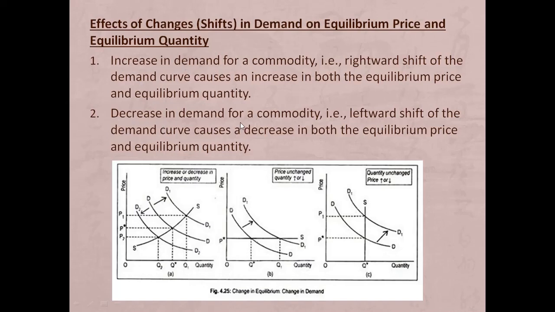Now in case of a decrease in demand, the entire demand curve will shift towards the left hand side. You can see this DD is the initial demand curve. Now this will shift towards the left hand side. This will bring in a decrease in the quantity demanded as well as a decrease in the equilibrium price that is prevailing in the market. So this is what happens in case of a change or shift in the demand curve. This is the effect of the shifting of demand on equilibrium price as well as the equilibrium quantity.